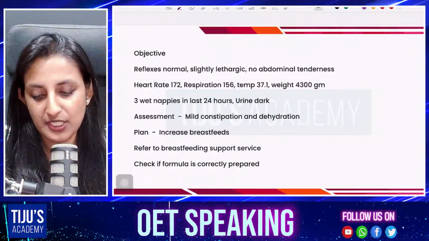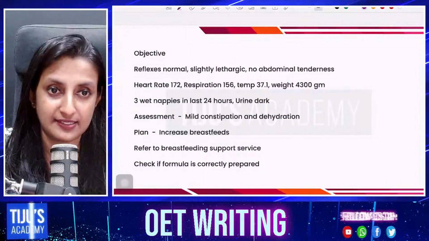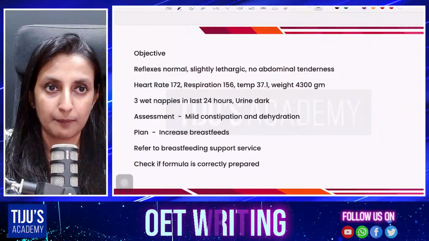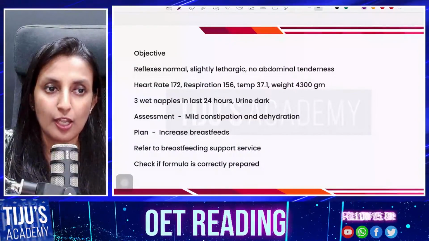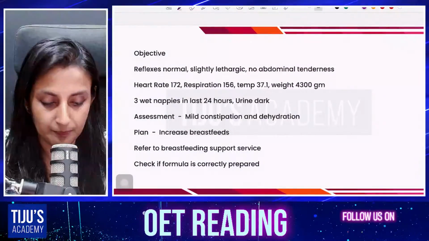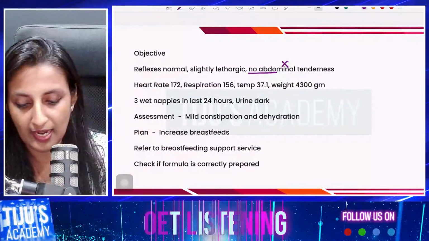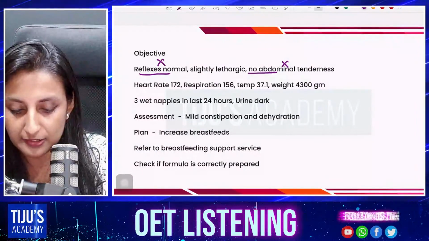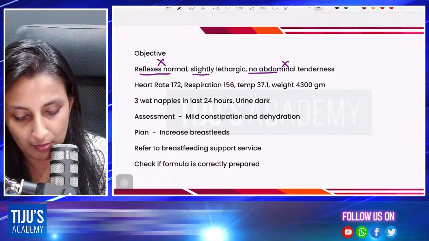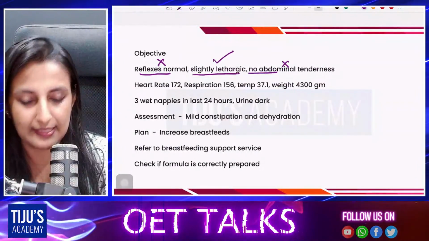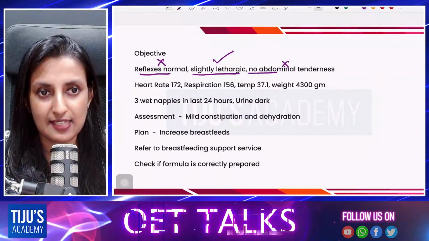Now, objective. Objective means the data that we have analyzed. Reflexes normal. So when we analyze the patient, his reflexes were normal. No abnormal tenderness. If there is no abnormal tenderness, we don't need to write about that. Reflexes normal, that is also we don't need to write. So the only point that we have to take from this particular line is slightly lethargic. So on observation, he was slightly lethargic.